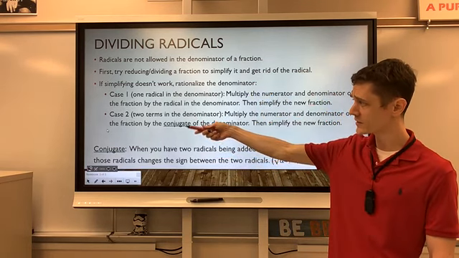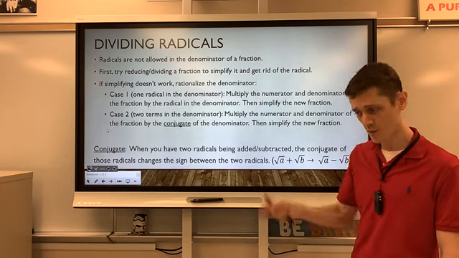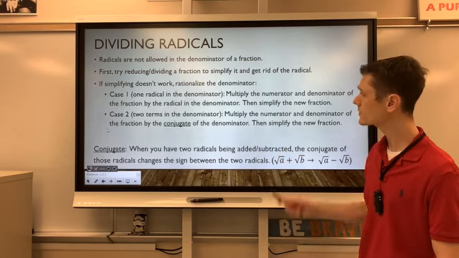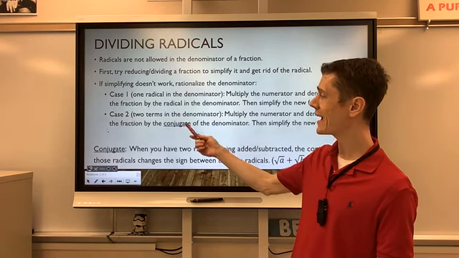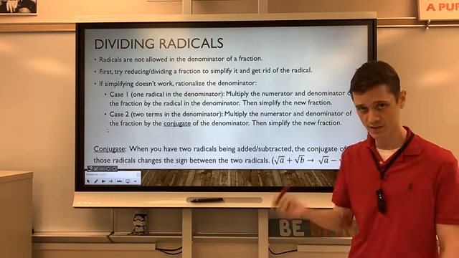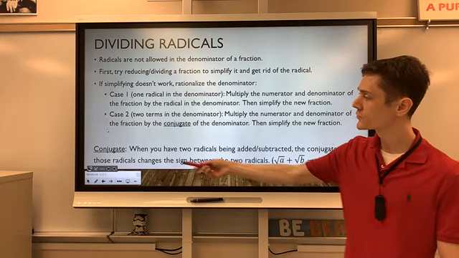The more complicated case is when you have two terms in the denominator. So maybe you have something like 2 plus root 3. If that happens, you're going to have to multiply the numerator and denominator by something called the conjugate of the denominator, and then simplify your new expression. So what is a conjugate?